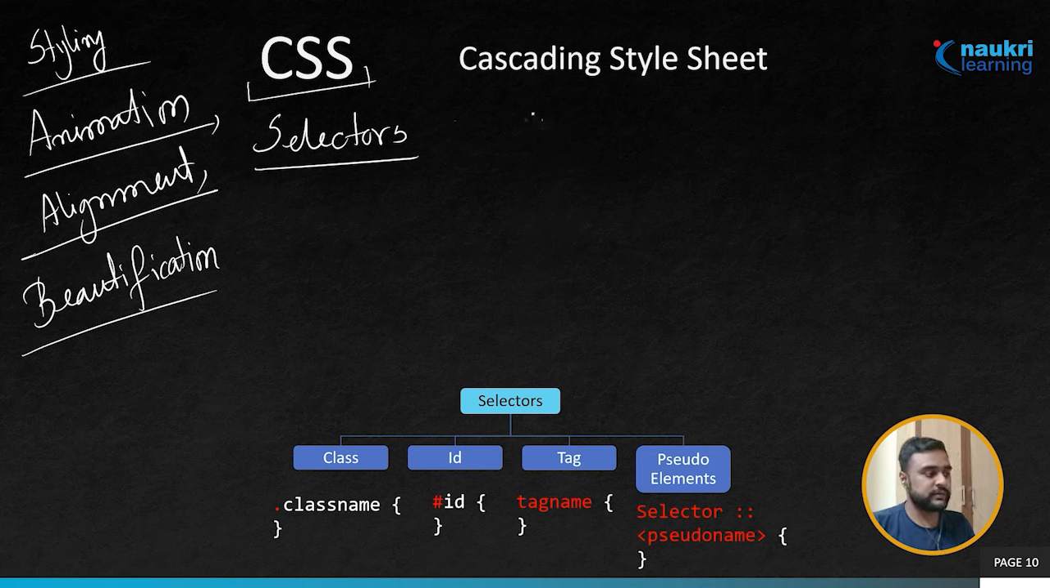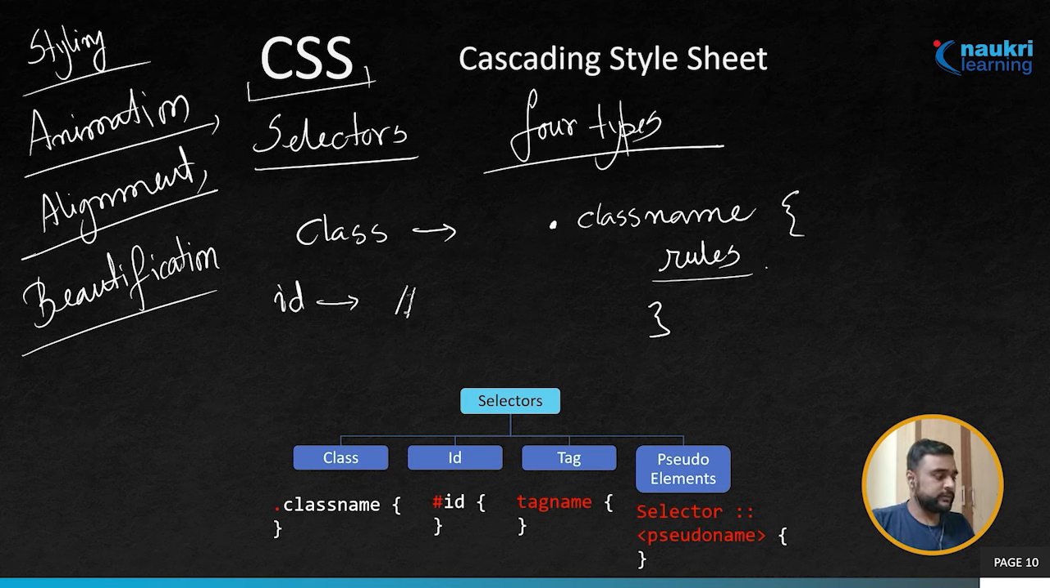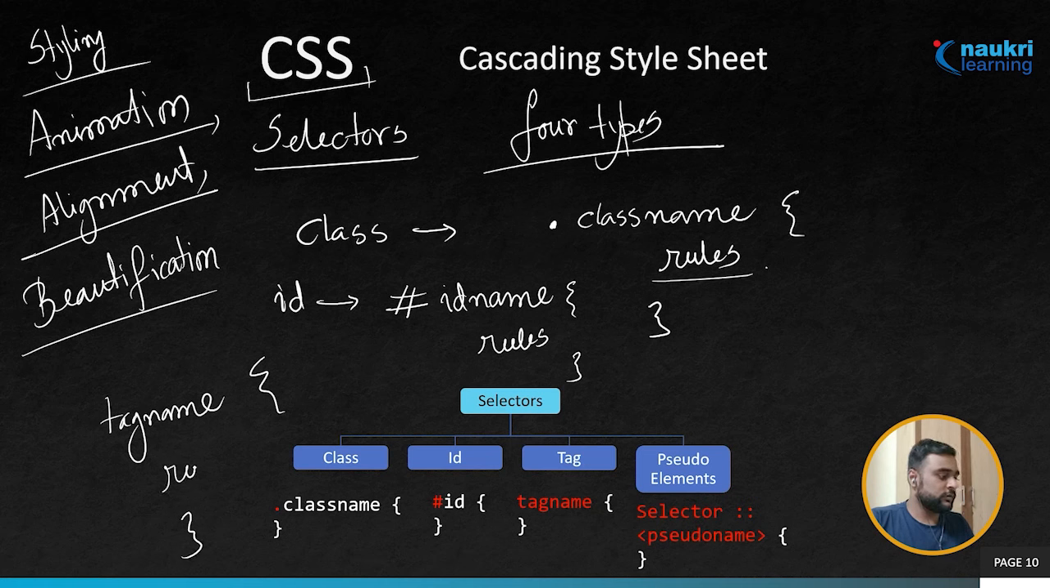So there are 4 types of selectors. Class selector, which starts with a small dot and then the class name. And the syntax is we start and end the curly braces, and here we write our rules. In case of ID selector, we provide the hash, the ID name, the same curly braces, and here are our rules. If we want to style a particular tag name, say all the divs, then we will simply write the tag name and then curly braces with the rules. It can be div, it can be paragraph or p tag, or it can be anything.